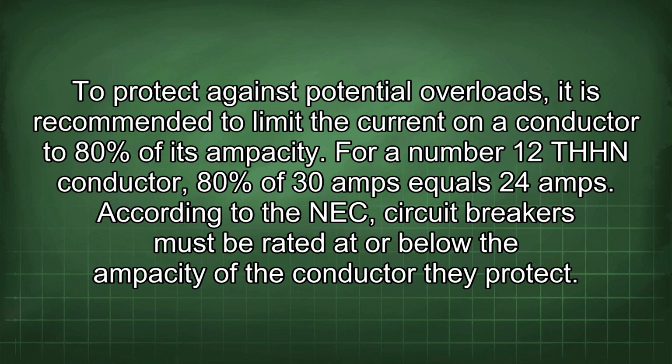To protect against potential overloads, it is recommended to limit the current on a conductor to 80% of its ampacity. For a number 12 THHN conductor, 80% of 30 amps equals 24 amps. According to the NEC, circuit breakers must be rated at or below the ampacity of the conductor they protect.